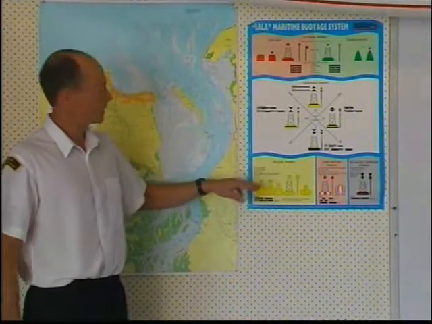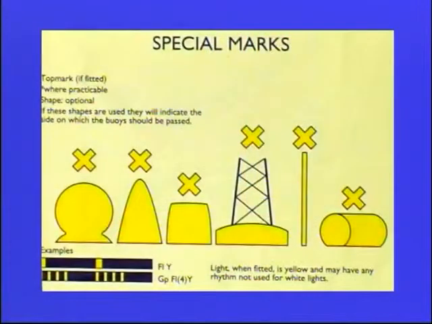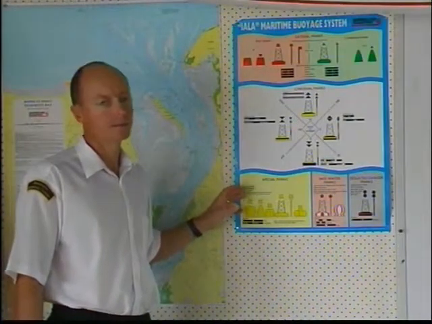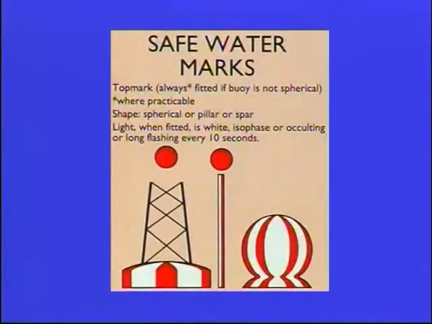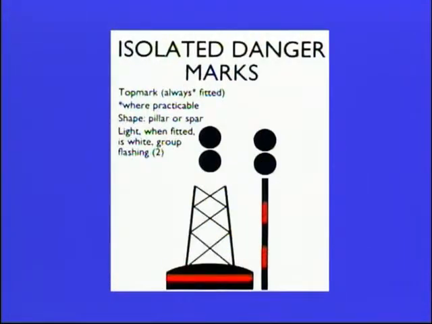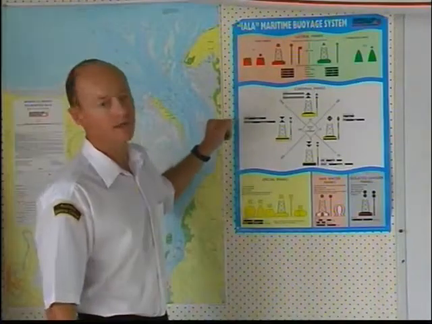Now special marks are used to indicate channel intersections. They can also be used on the edge of sandbanks, on the edge of reefs and shoals. The idea of it is whenever you see a special mark, if you're not sure what's happening, then you look at your chart. The next marker is a safe water mark, which indicates where the water is safe. And the last marker we have is our isolated danger mark, which indicates where it's dangerous. They're the 9 markers in our buoyage system.